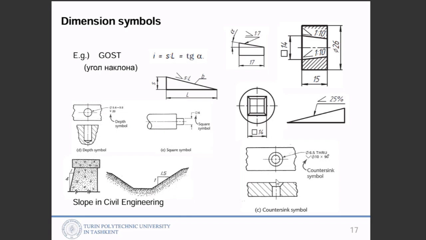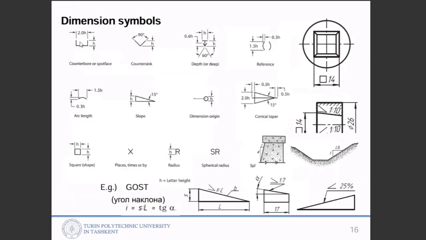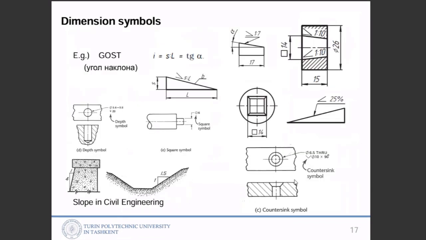6.5 means smaller diameter. Through means it's an open hole. And this symbol is the countersink symbol, so angle. Or the meaning is countersink, like this symbol. It's not straight like this one. And then the diameter is shown here, this big one, diameter 10 millimeter. And then the angle is 90 degree.